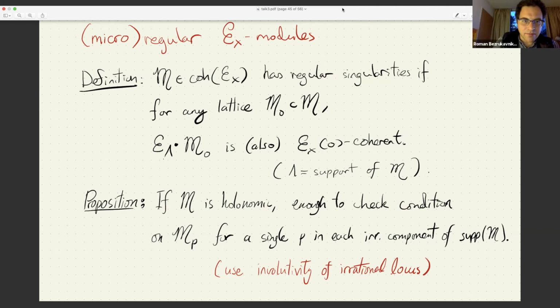So I guess if I start with a D module, then any good filtration will produce something non-reduced on those components, right? I think so, yes.